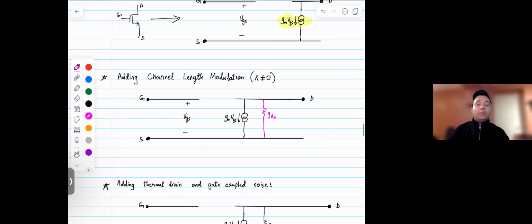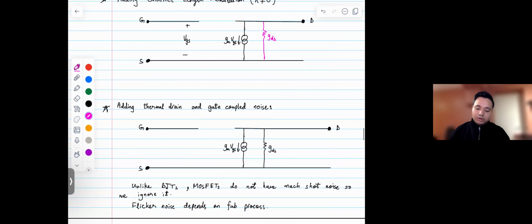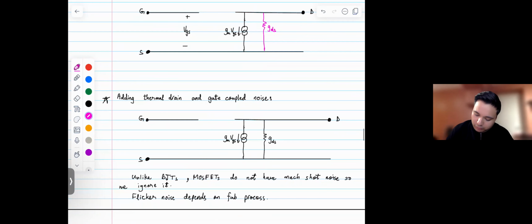All right, let's go one step further. Let's say now, not only do we have the channel length modulation effect, we also need to consider the thermal drain noise and the gate-coupled noise in the transistor. So we can draw that out as well. That's the thermal drain noise, IDN, and this is the gate noise, IGN.